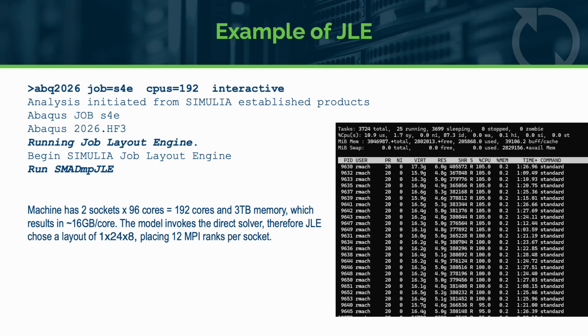And so this model then invoked the direct solver, and it chose a layout of 1 times 24 by 8, which means a node with 12 MPI ranks per socket, 24 total MPI ranks with 8 threads per MPI task. That gives me 192 cores, and you can see a visualization of top on the right-hand side on Linux showing those MPI ranks. Now, the threads you won't see in top, but you can push a button which would show you the CPUs and see that those are utilized.